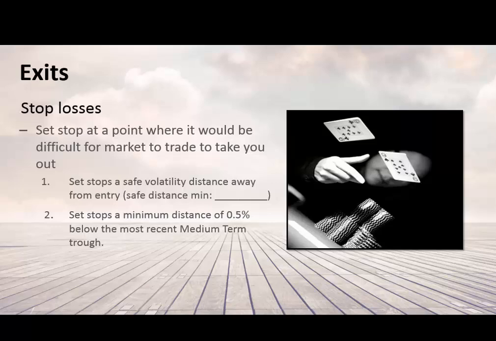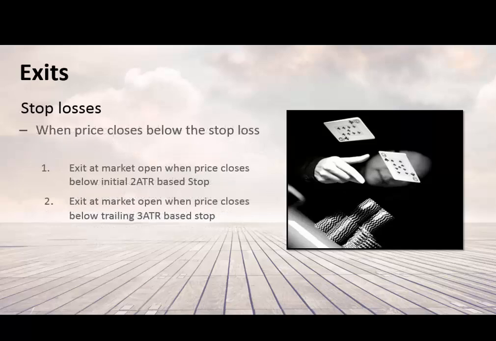So when we're looking to establish our initial protective stops, we need to first of all make sure that we're taking into account the volatility. That is, we need to have our protective stops at least 2 ATRs away from our entry, and we also need to make sure that that protective stop is a minimum of 0.5% below the most recent medium-term trough. So having established our initial levels for our stop losses, we then need to have a bit of a look at what actions we need to take should those stop losses be broken.